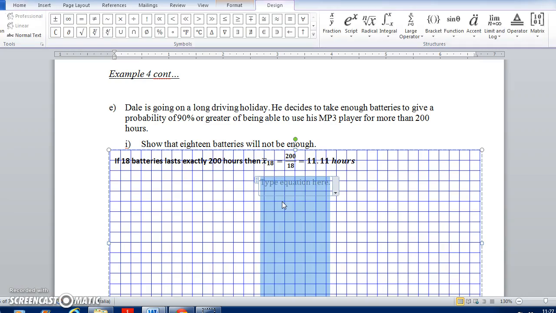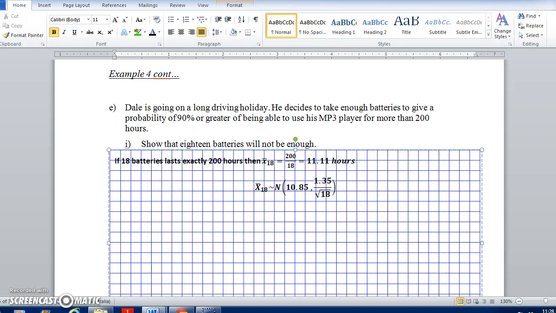So the distribution that we're working with is x bar 18, and by the central limit theorem that's normally distributed with a mean of 10.85 and simply a standard deviation of 1.35 on the divided by the square root of 18. And again, I've made that mistake with the decimal, but I know that you're a very forgiving class, so that'll be okay.